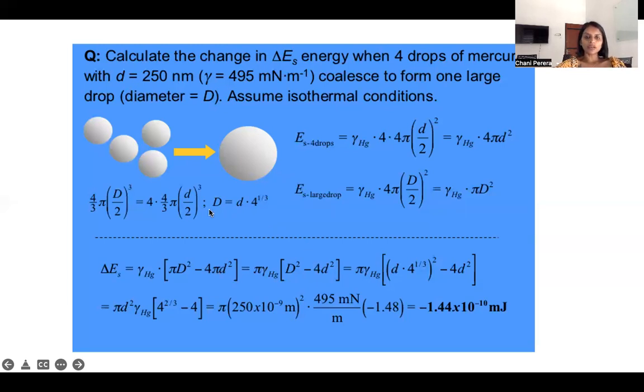And we know capital D in terms of simple D, so we can replace capital D in terms of simple D here, and then finally, instead of simple D, we can use this 250 nanometer, and then you can see 1.44 times 10 to the power minus 10 millijoules is the difference when we fuse these 4 small drops into one big drop. So you can see there's a minus sign. Think of it, why there is a minus sign.